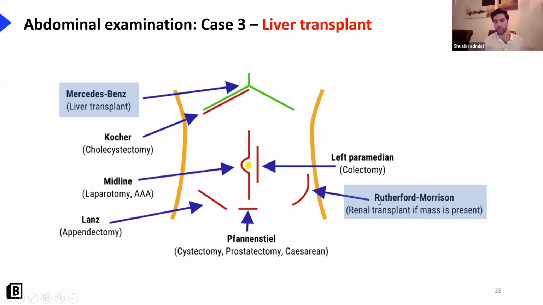So these are your two key high yield scars that will almost certainly come up in your OSCEs at some point. And all the other scars are to do with sort of laparotomies, bowel surgery, vascular surgery. So you should be aware of those as well. But really make sure you know the Mercedes-Benz and the Rutherford Morrison.